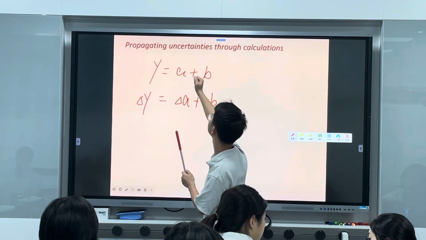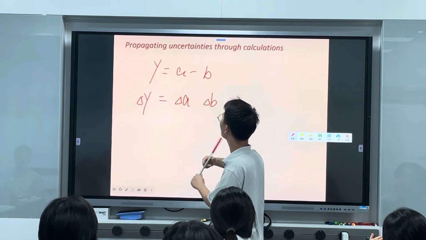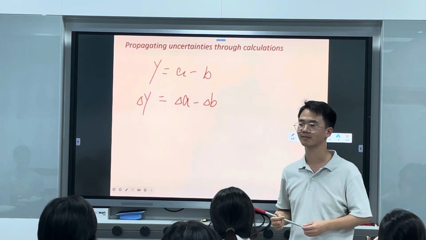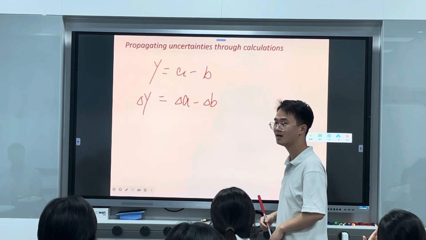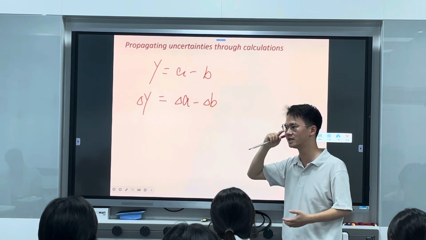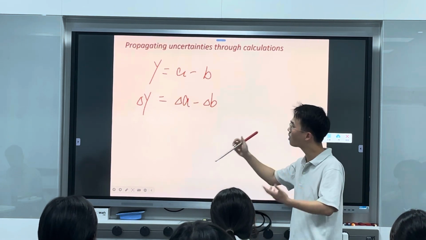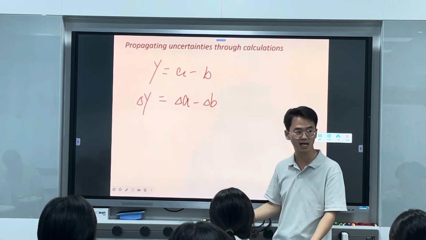What if it's minus? Delta y equal to delta A minus delta B, right? Wrong. Can you decrease the uncertainty? No. Each operation you do would only make the data less and less certain, right? The more operations you do, the less precise or the less accurate it will be.